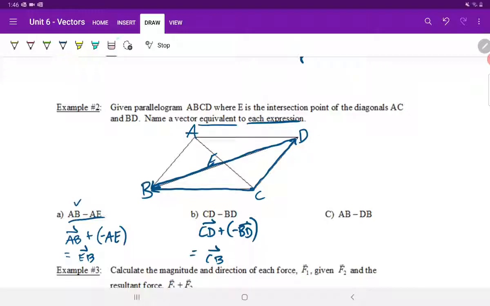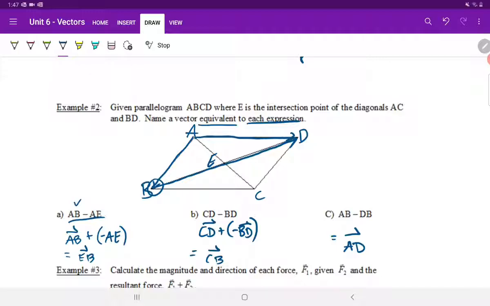Okay, and the last one for this question: AB minus DB. So DB would normally go in this direction, but we're going to add the negative version of that. So we're going to go in the opposite direction. And nice, it's already drawn head to tail right there. So my resultant goes from my starting point to my end point. Therefore, my resultant is vector AD.